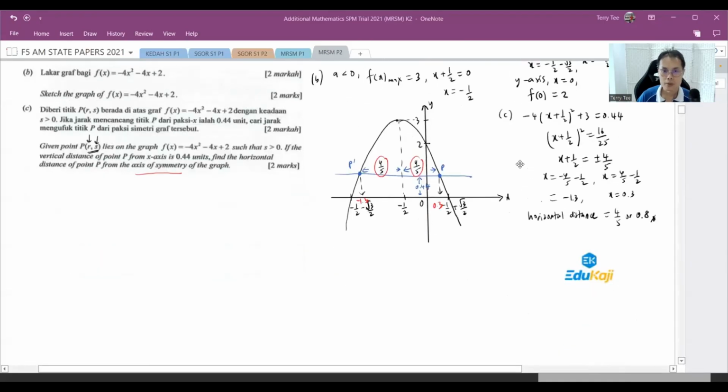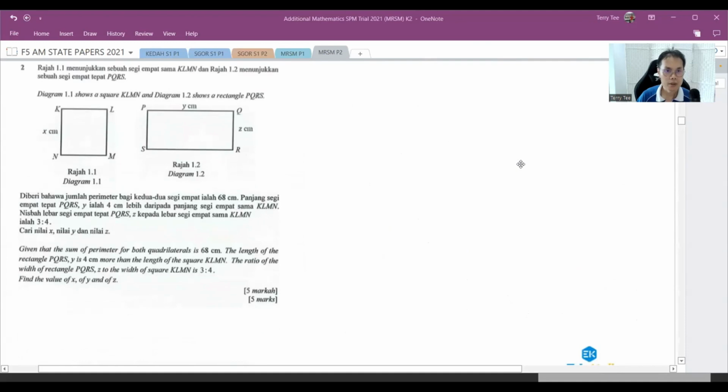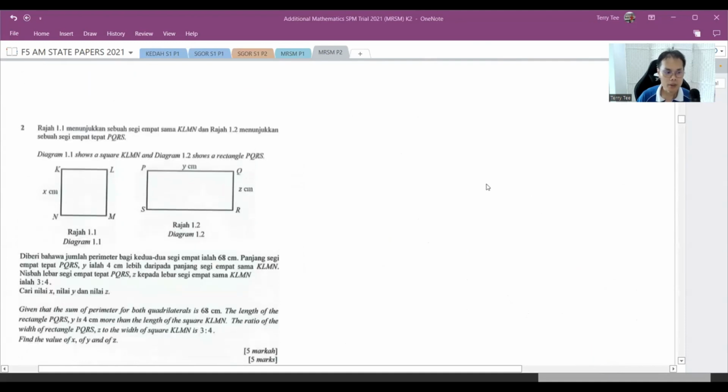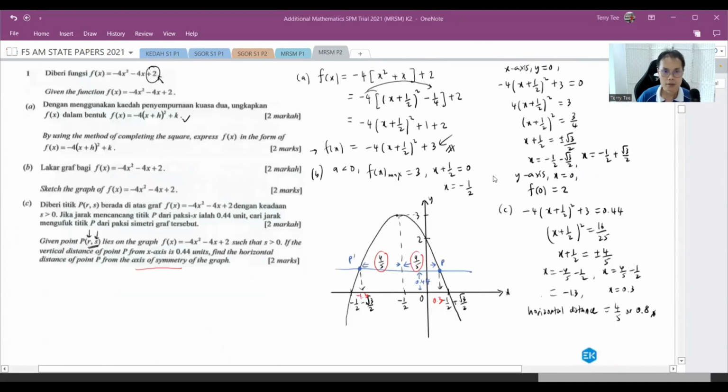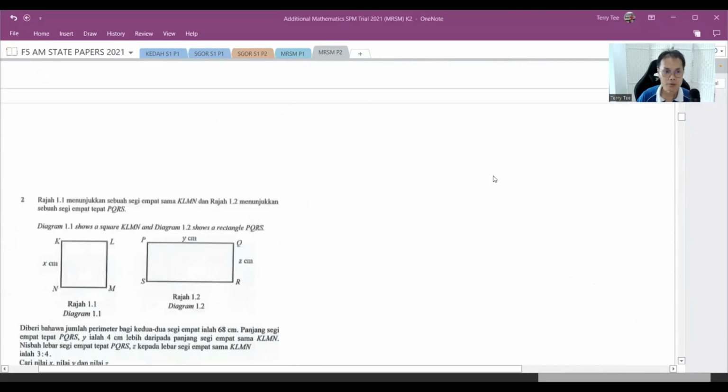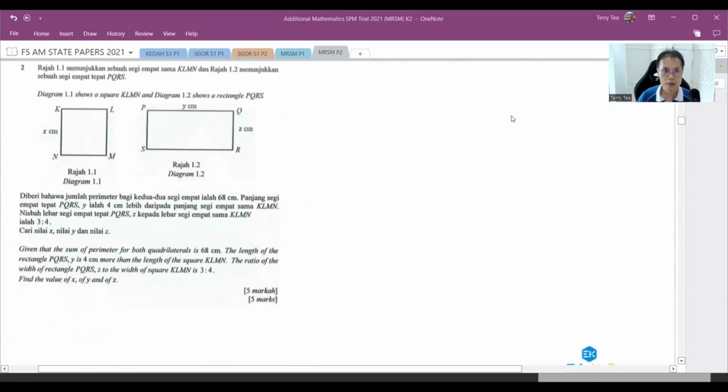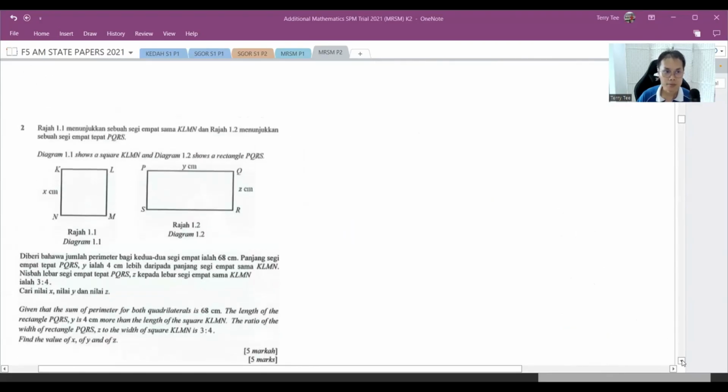Okay, let's move on to the next question. Question number 2. Question number 1 is the quadratic function, chapter 2. This is chapter 3, system of equations.